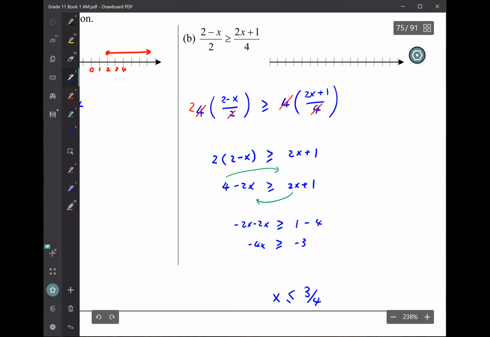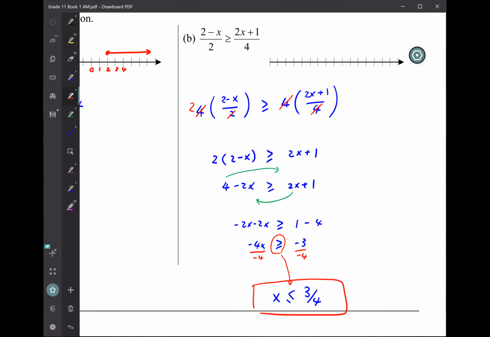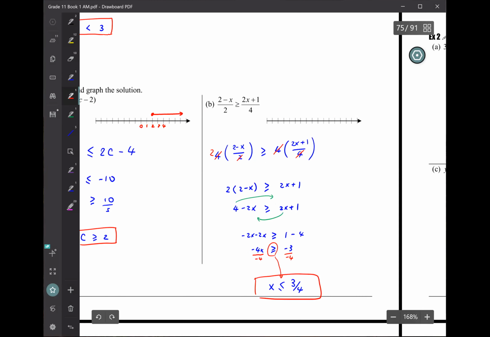Now to get rid of the negative 4, I need to divide by negative 4, right? When I divide by a negative, you need to flip the inequality sign. So you still end up with the same thing. Okay, so the answer is correct. x is less than or equal to 3/4.